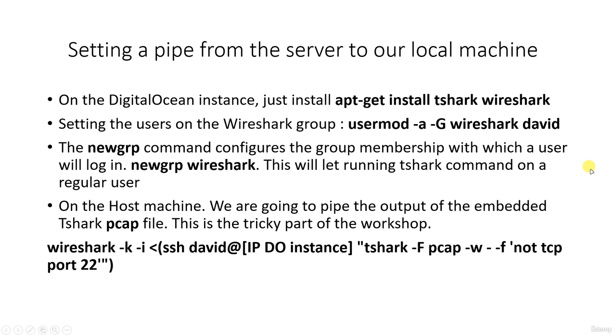So on the host machine, we are going to pipe the output of the embedded T-Shark pcap file. All the files that Wireshark saves in the directory that we previously selected will have the .pcap extension at the end. Make sure you remember this, because this is the Wireshark file, and this is the tricky part of the workshop, and this is the final command line.